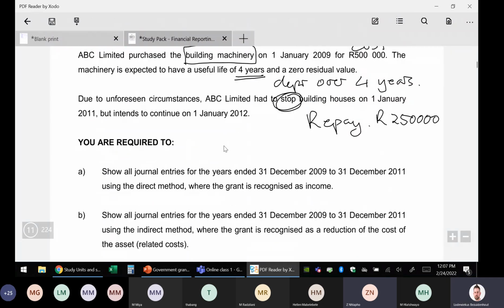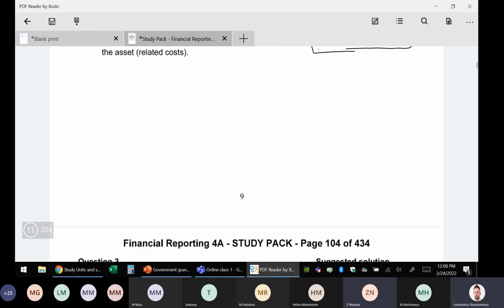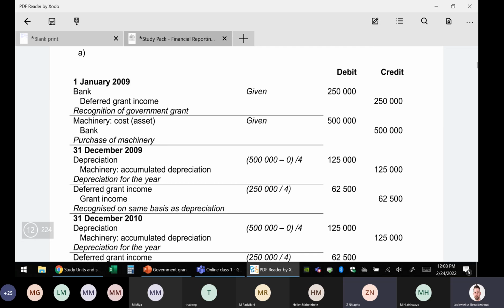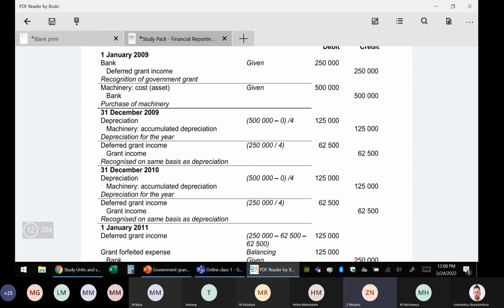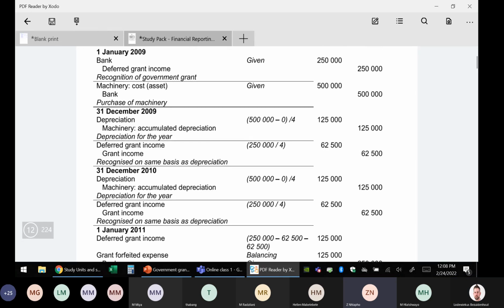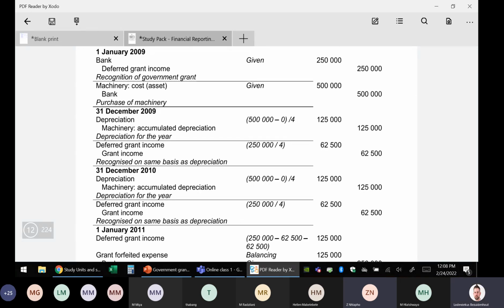Okay, so number A is where we show the grant as income. Number B is where the grant is shown as a deduction from the cost of the asset. All right, so let's look at A first. There are the journal entries. So what I want to do, I'll show you the T accounts for the deferred grant income account separately, then it's easier.